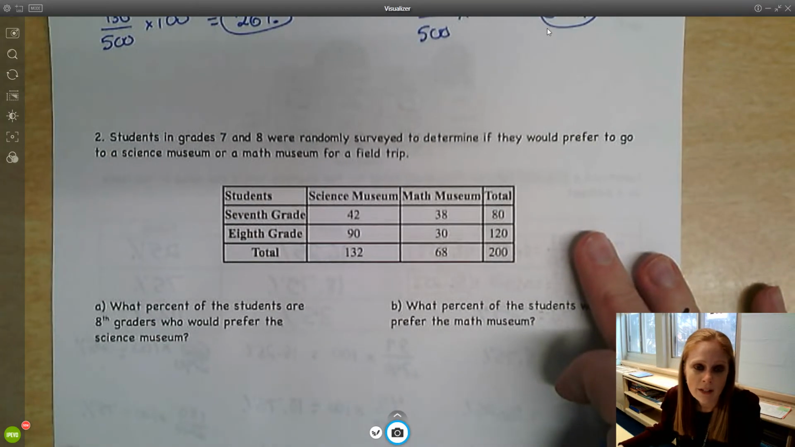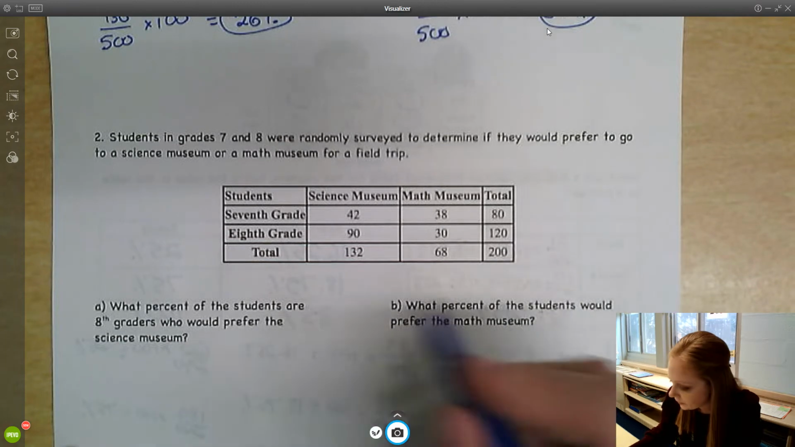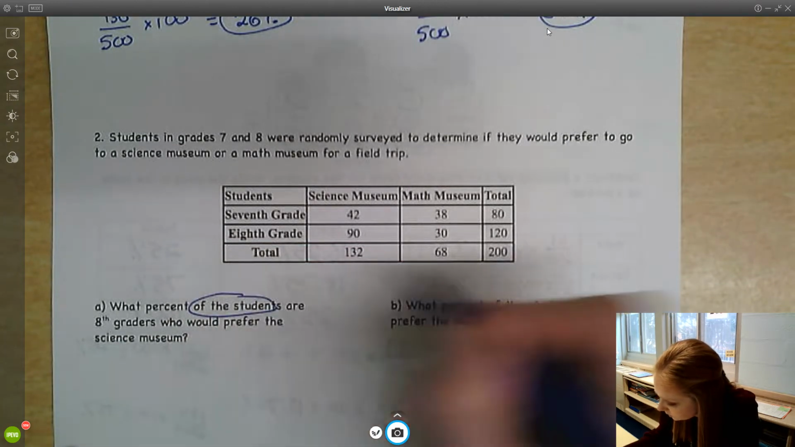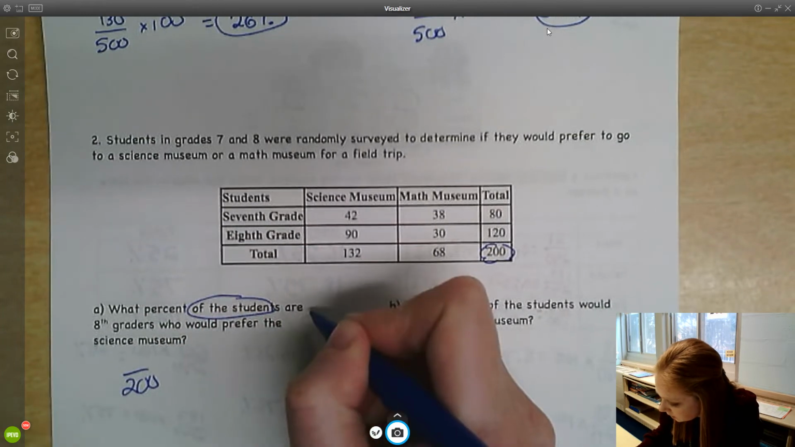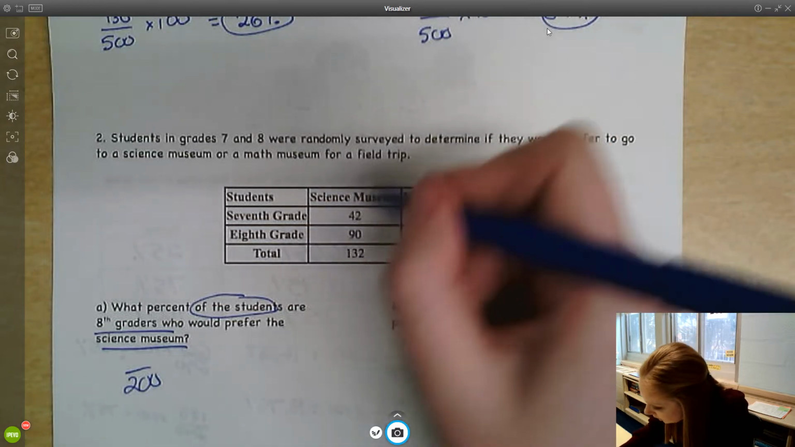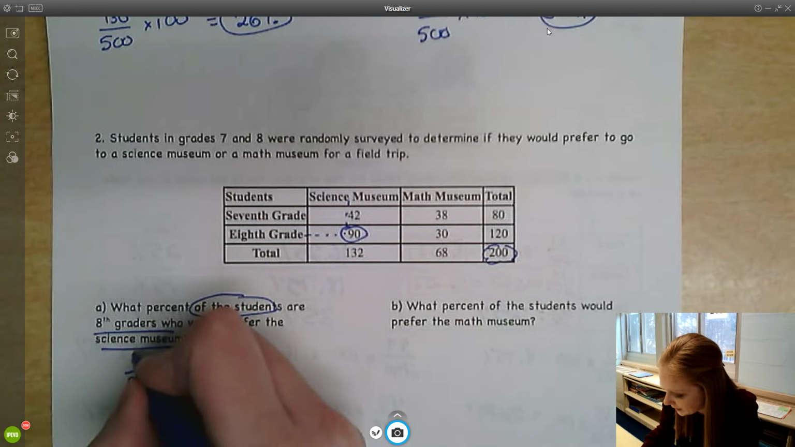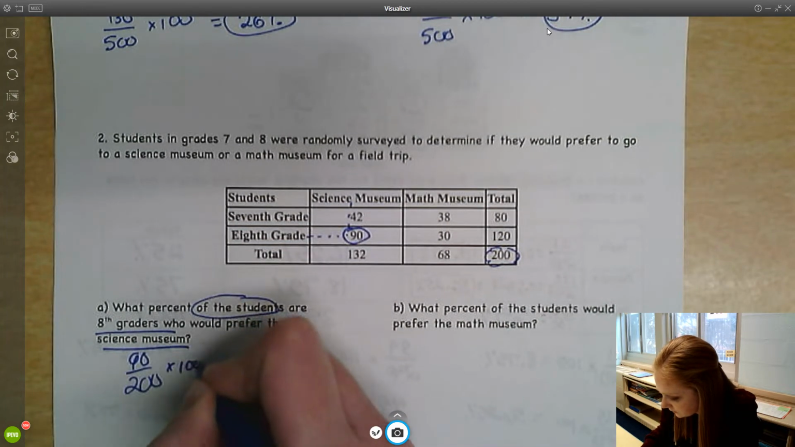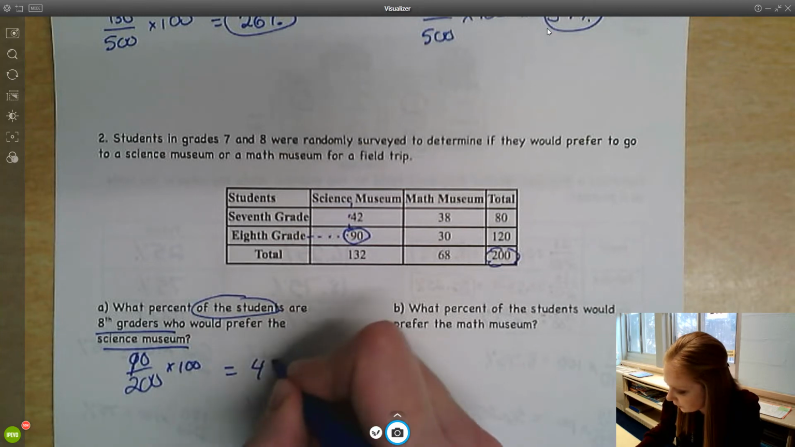Here we have 7th grade and 8th grade and whether they picked science museum or math museum. Which percent of the students, so again, we're using this total number of students, are 8th graders who preferred science? So we have to find the combination of 8th graders and science, which would be 90 students. 90 divided by 200 times 100 brings us to 45%.